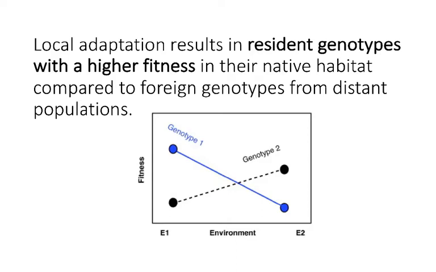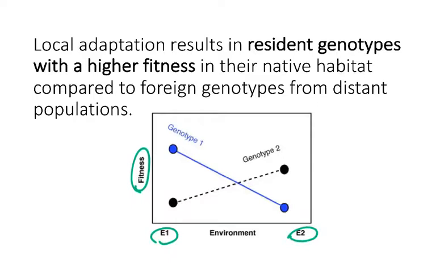And the result of local adaptation is that it gives us resident genotypes with a higher fitness in their native habitat compared to foreign genotypes from distant populations. So oftentimes local adaptation is displayed in a figure like the one I'm showing here. On the y-axis, we're looking at some measure of fitness for these individuals. The x-axis is two different environments.